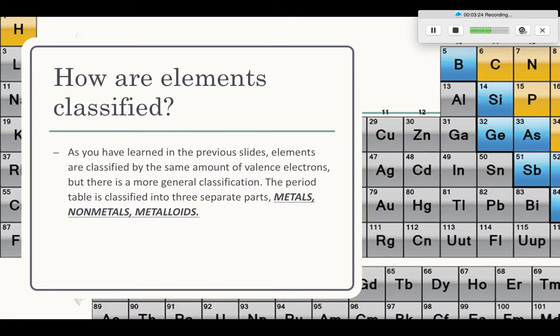How are elements classified? As you have learned in the previous slides, elements are classified by the same number of valence electrons, but there is a more general classification of these elements. The periodic table is classified into 3 separate parts, which are metals, nonmetals, and metalloids. In the background picture, as you can see, the silver elements are metals, the blue elements are metalloids, and the yellow ones are nonmetals.